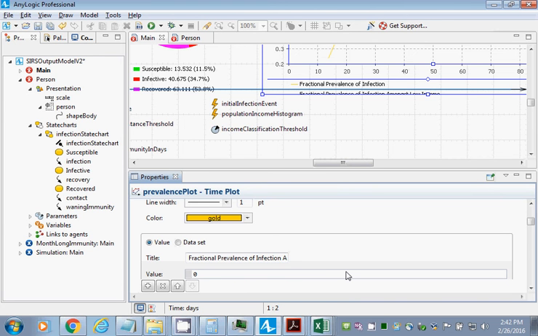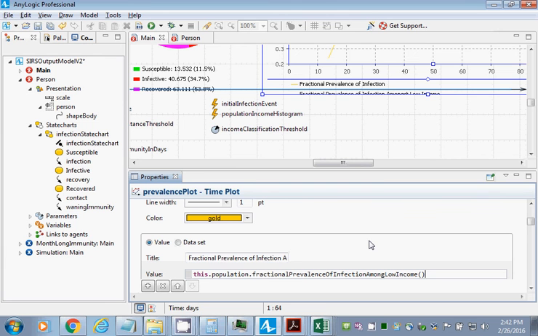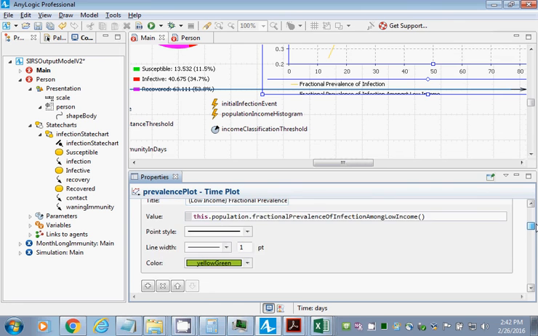And what I actually like to do is, for the title, sometimes they'll put that over at the beginning, so I'll say low income fraction, so you can see it at first. And next, I'll add another one for high income, right? Something can't be null, so this thing here. Oh, that's interesting. Okay, I know what's causing it. Okay. High income fractional prevalence of infection.